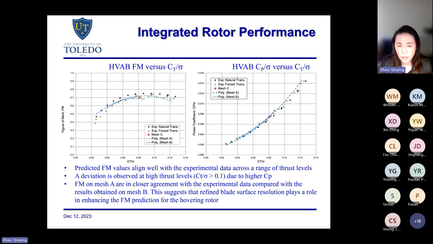So in this case we can see the refined surface grid helps to enhance the prediction of the integrated parameters such as figure of merit and the power coefficient. And we also notice that Mesh C is refined in the downward volume grid region, but we don't see Mesh C has much improvement on the figure of merit prediction, even though the volume grid is refined a lot compared to Mesh B. So we will say the volume grid does not provide too much help on the integrated parameter simulation.